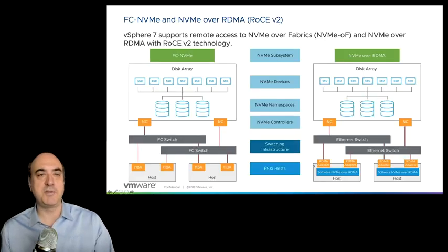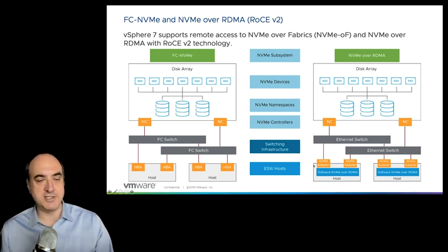So in both cases, over on the left, we're looking at FC NVMe, an array that has NVMe devices, which then get mapped into what are called namespaces. A namespace in NVMe parlance is basically the same kind of thing as a LUN, right? So you create a logical organization of the NVMe SSDs into namespaces, which are then presented to your servers. In the case on the left, they're presented over the Fibre Channel fabric.